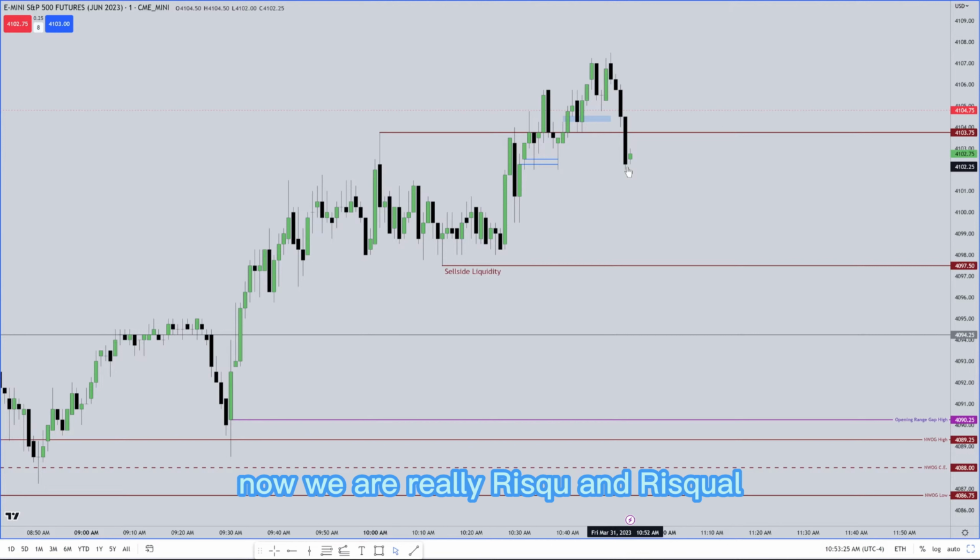Now we are really risk on, risk off by watching the dollar index, which is about to make a higher high.